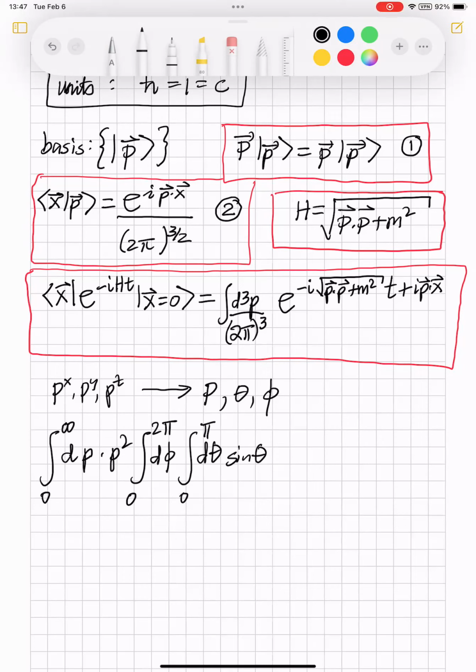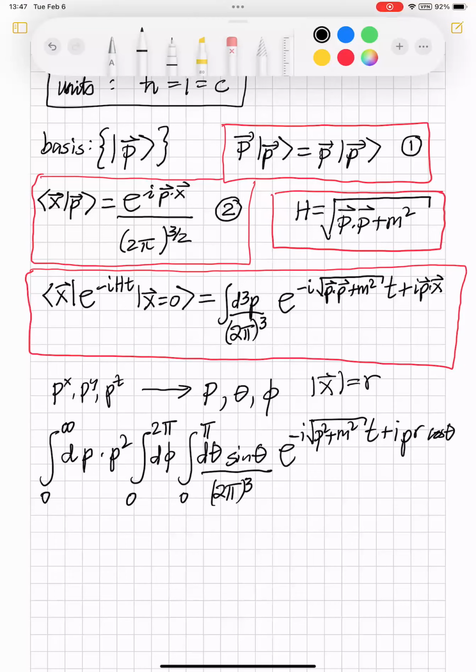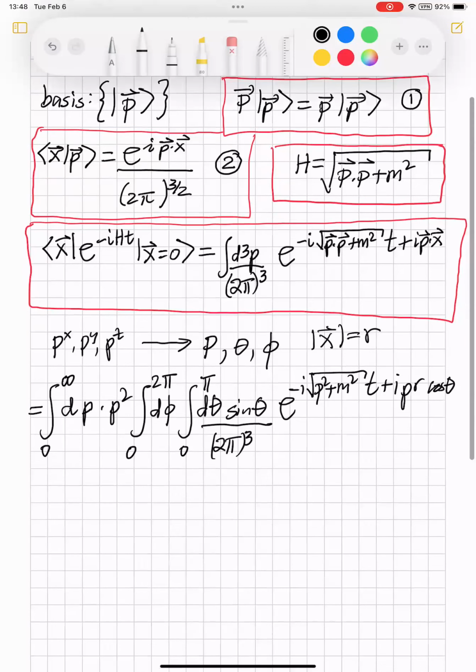Then we've got the 1 over 2 pi cubed, and we've got an e to the minus i square root of p squared plus m squared times t plus i p dot x. p dot x is p times the mod of x. So I'm going to call the mod of x r, and then we've got cosine of theta. A dot b is the mod of a times the mod of b times the cosine of the angle between the two vectors. So this is the integral that I would like to evaluate.